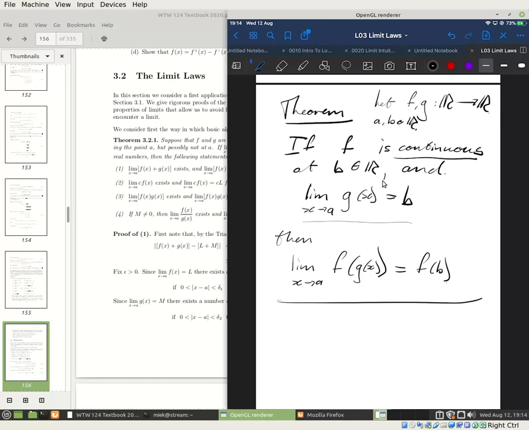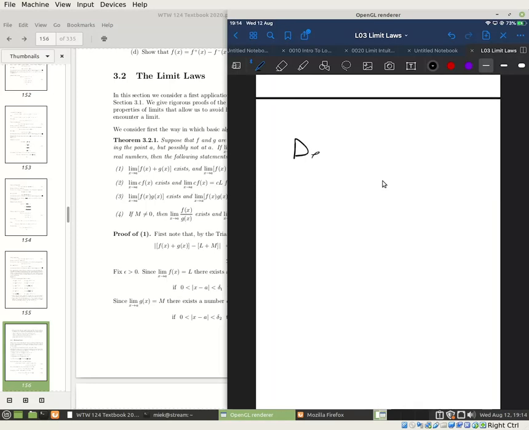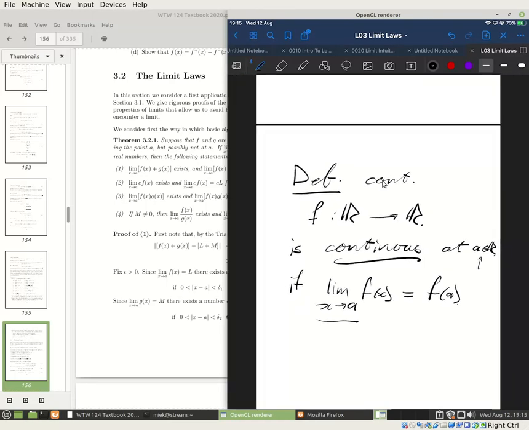So here we have this word continuous. Let us reiterate what the definition of continuity is. Definition, continuity. So f, defined on the reals, is continuous at a if the limit as x tends to a of f of x is equal to f of a. So we say f is continuous at a if the limit as x tends to a of f of x is actually equal to the function value at a. So here we have our definition.